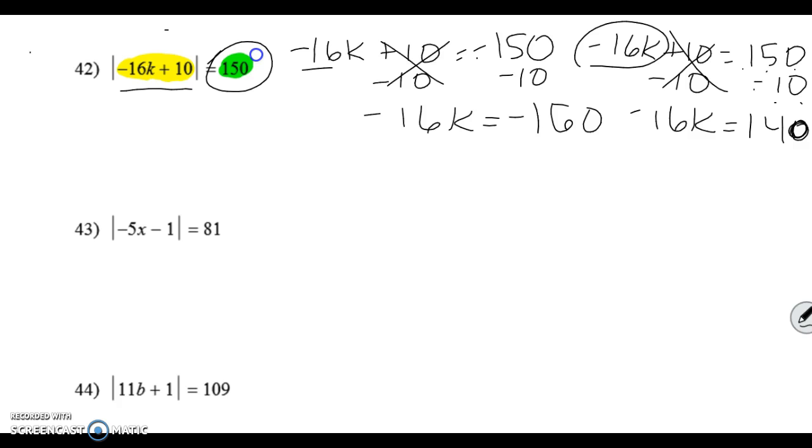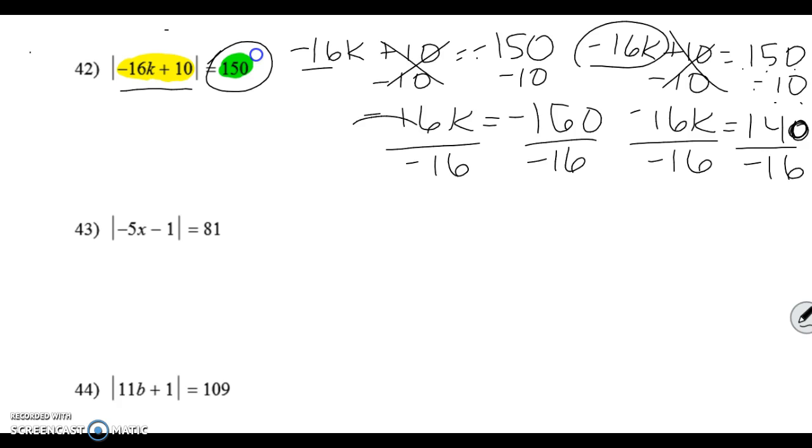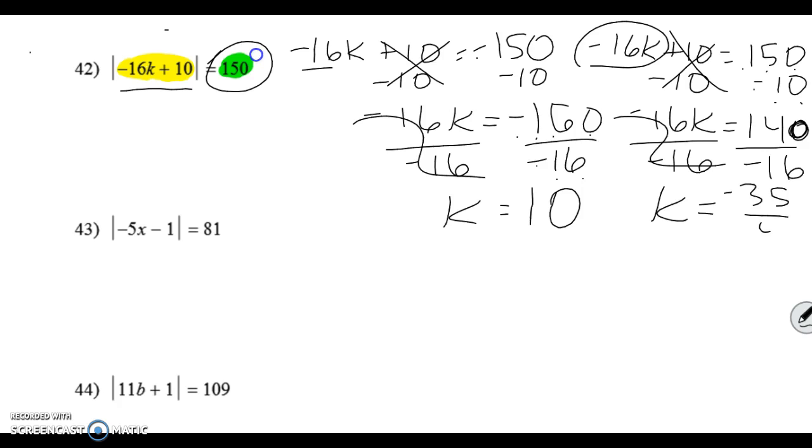Then we see negative 16k is negative 160, and we solve by dividing by negative 16, all the way across. That cancels. K is negative 160 divided by negative 16, which is 10. And this cancels. So 140 over negative 16, and don't forget to reduce the fraction: 70, 35, negative 35 over 4.